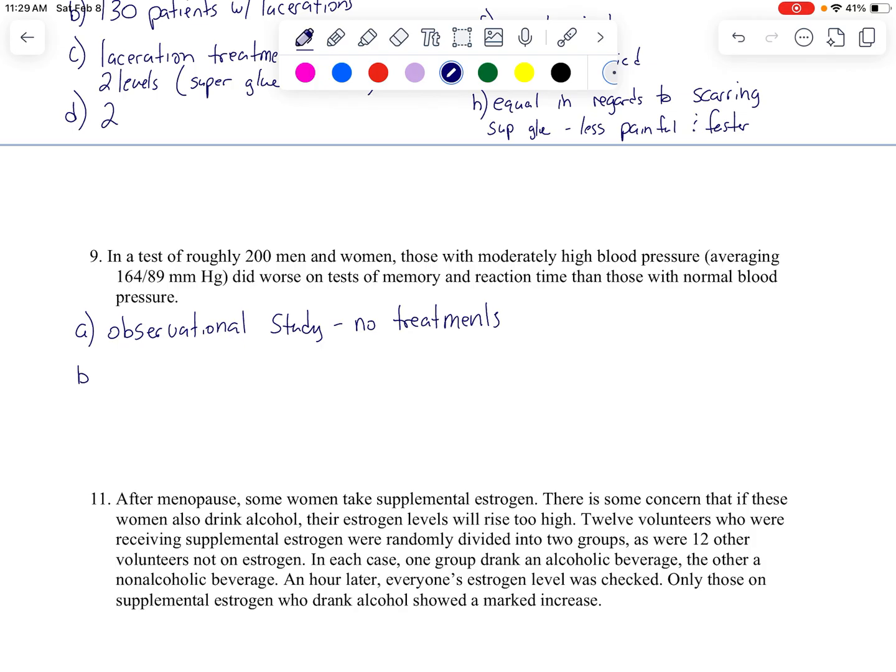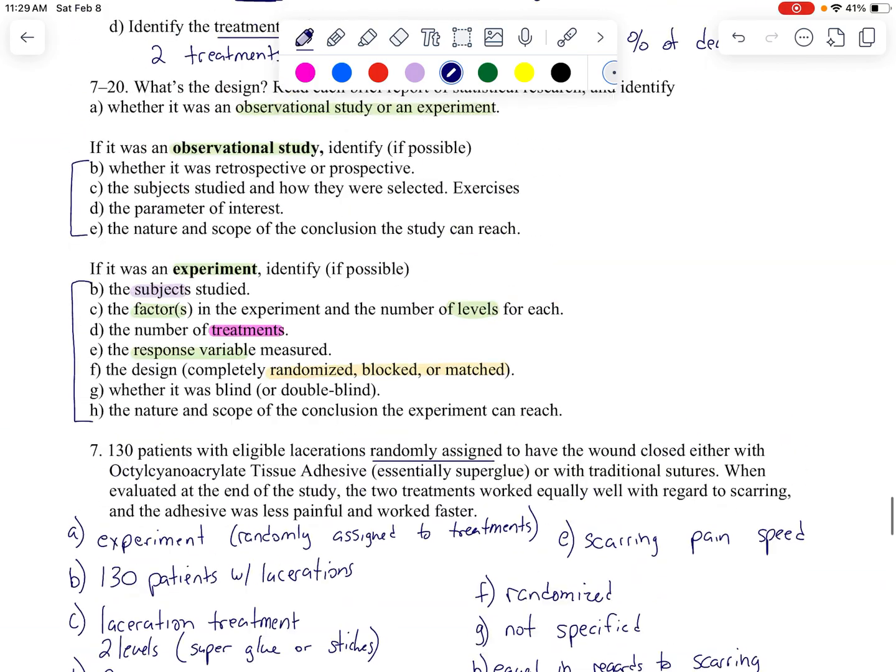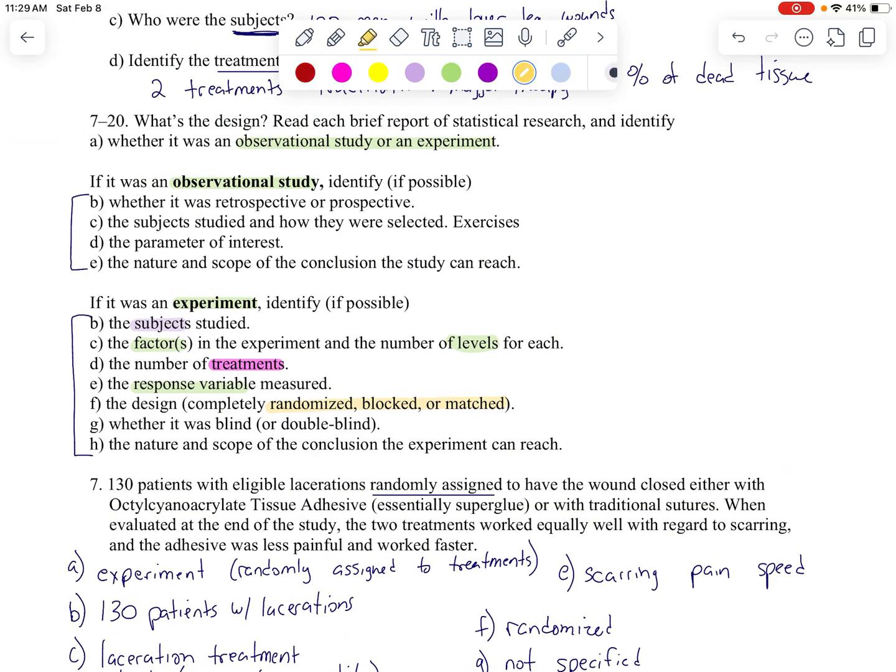Okay, now the vocabulary there, if I scroll back up and look, we have to talk about whether it is retrospective or prospective. Those are the two vocabulary words we need there. Retro means they look back in the past. We've collected this information already. We're just looking at that information that was already collected. A prospective study would mean that I am going to select individuals to follow over time and see if they develop something. That would be prospective.